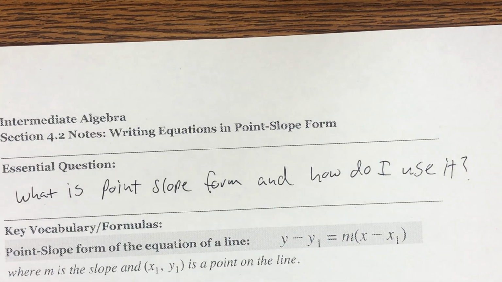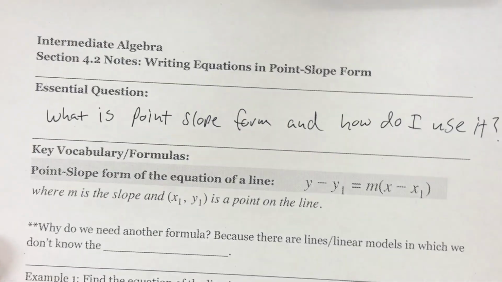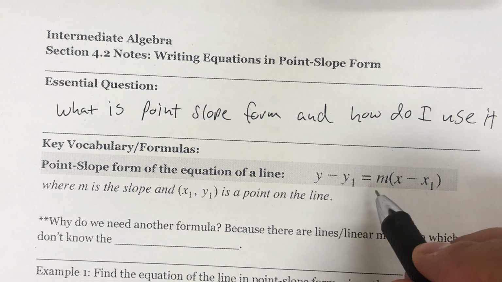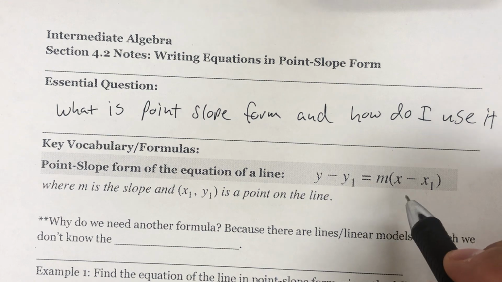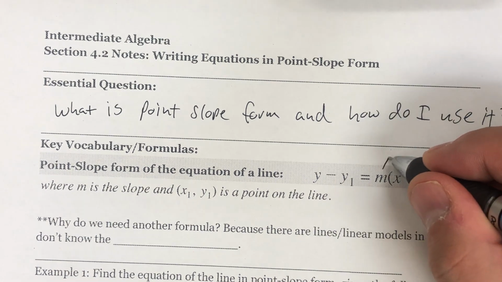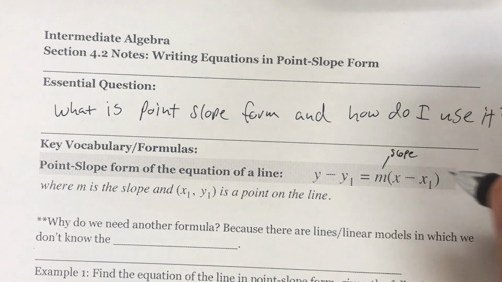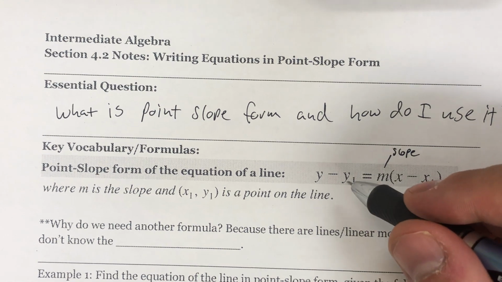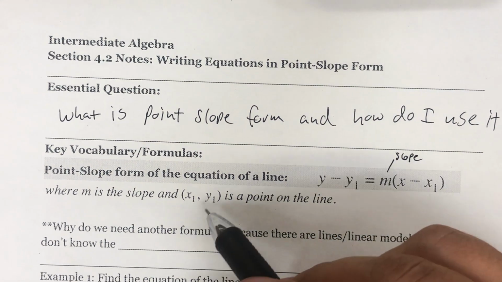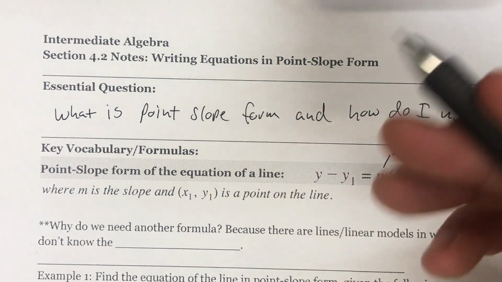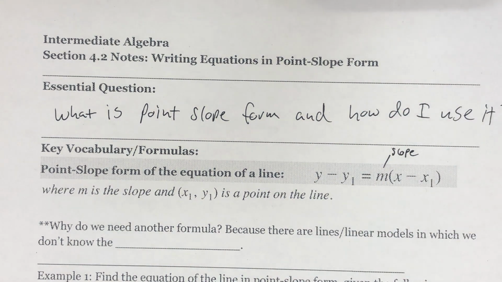Okay, so how do we actually use that point slope form? The first thing we're going to talk about is point slope form. It is y minus y1 equals m times x minus x1. M is still the slope, and x1, y1 is a point on the line. It doesn't matter where, it's just a random point that exists on that line.